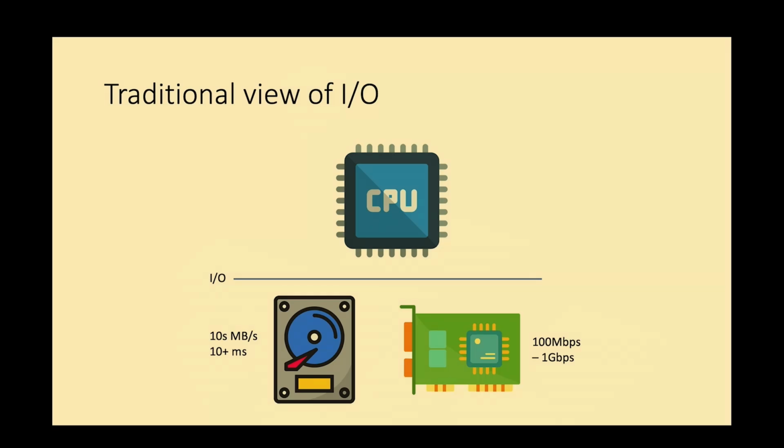And for network interface cards, before 2000, it's very common to have hundreds of megabits per second up to a gigabit per second. Gigabit per second Ethernet has been around for a very long time.